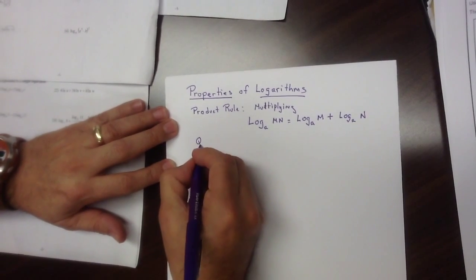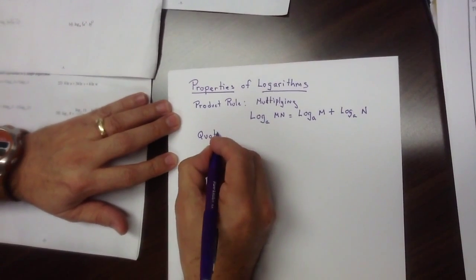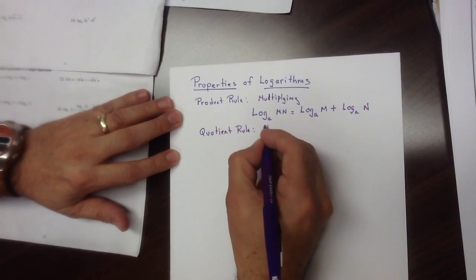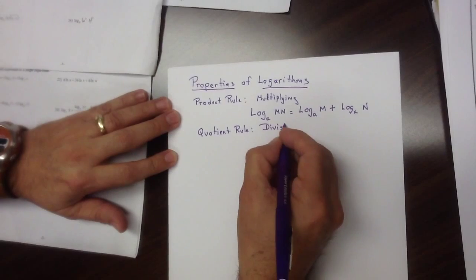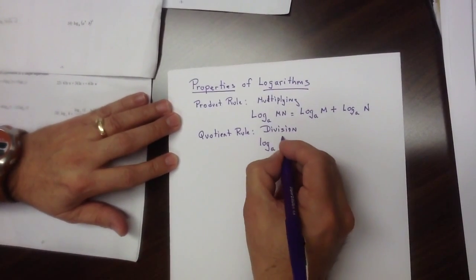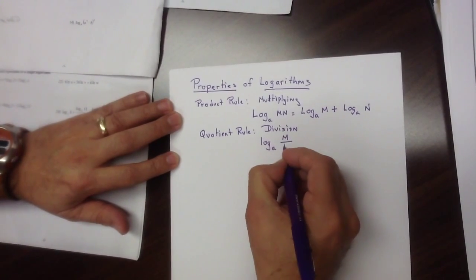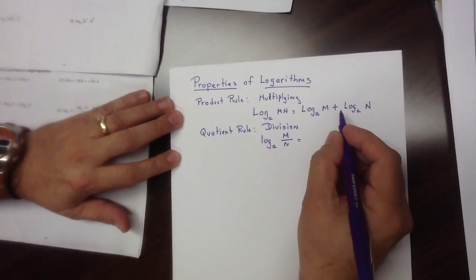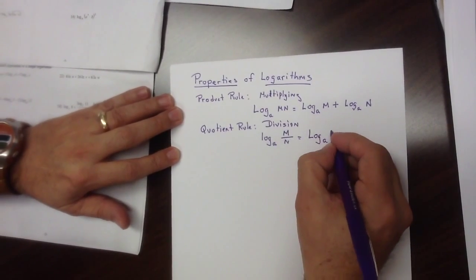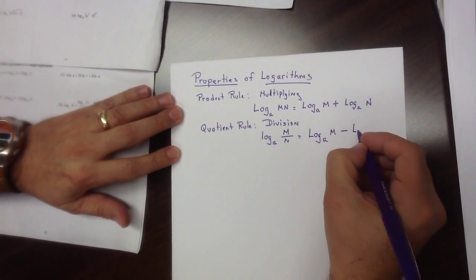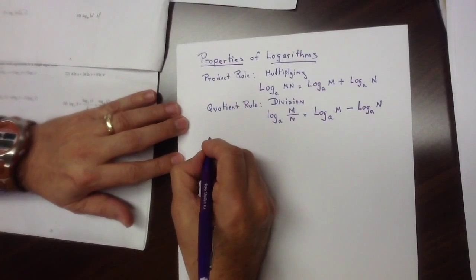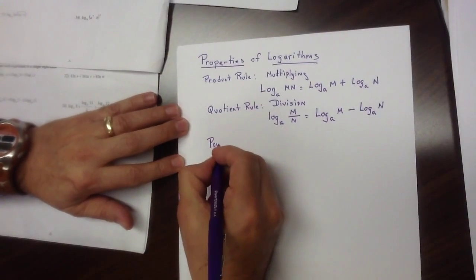The next one is the quotient rule. In the quotient rule, quotient being division, this one will have log base A of m divided by n. So if in multiplication it was a plus, in the quotient it's going to be a minus, just the opposite of that one. The third and the last one is known as the power rule.